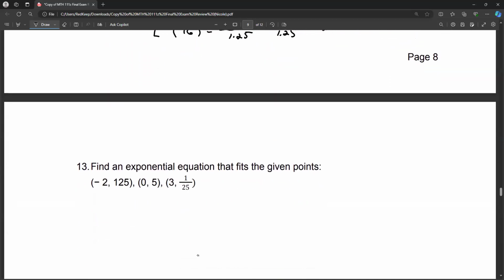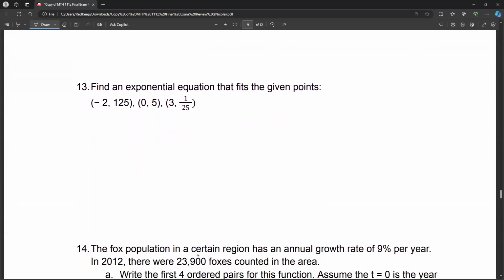Okay, so moving on to question 13. They're asking us to find an exponential equation that fits the given points. So let me check my notes here, make sure I'm staying on path. An exponential equation, I'll probably just start by stating what that looks like in general form: y equals a times some base value raised to the x value. Okay, so now I have kind of a guide for the next few steps. And it's advantageous to pick the middle point first. So this guy here.